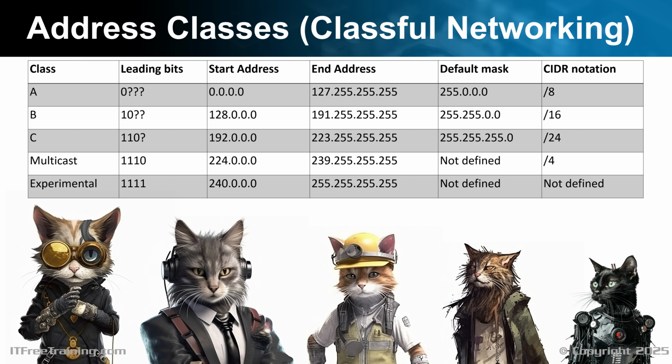There are 5 different types of classes. The classes are defined by the number of leading bits at the start of the address. Thus, when you look at the first number in the IP address, this will tell you which class it is in. For example, any address starting with anything under 128 will be a Class A address.